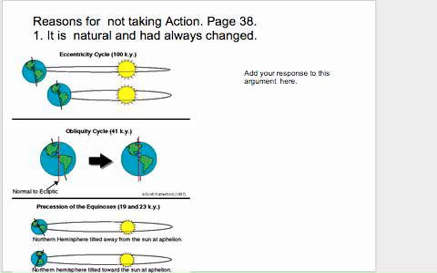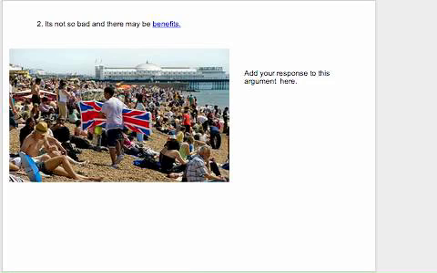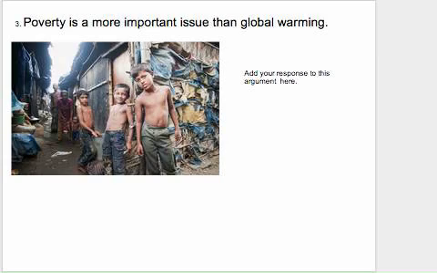Now, there are many reasons why people come up with not responding to global warming. One of them will be it's perfectly natural, it's the Milankovitch cycle, or it's an erupting volcano. Another one could be, well, actually it's not so bad after all, and in fact there are benefits. Here we can see some people in the UK having a lovely holiday on the beach, enjoying the effects of global warming. The other one is, of course, poverty is far more important. We need to deal with that now, and that should be our first priority.